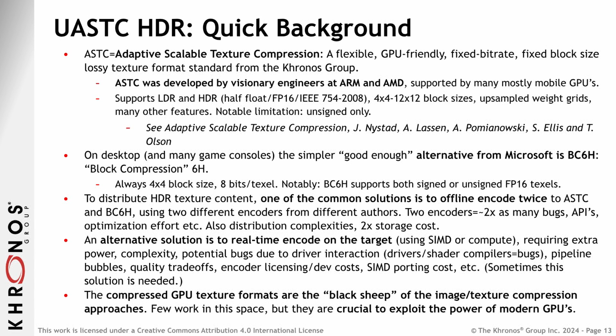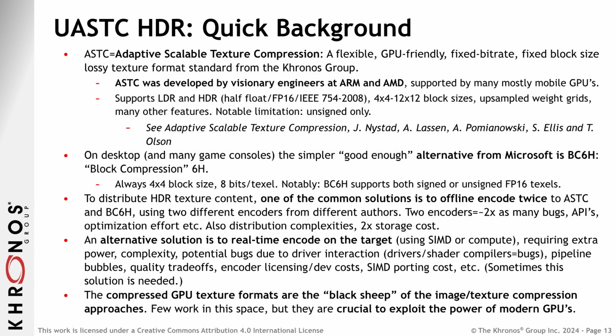It's just too complicated. So instead, the good enough alternative for Microsoft is called BC6H. And BC6H has a bunch of constraints, such as only 4x4 block size, so it doesn't support the larger block sizes that ASTC has. It's always 8 bits per texel. However, BC6H supports unsigned and signed, while ASTC only supports unsigned.